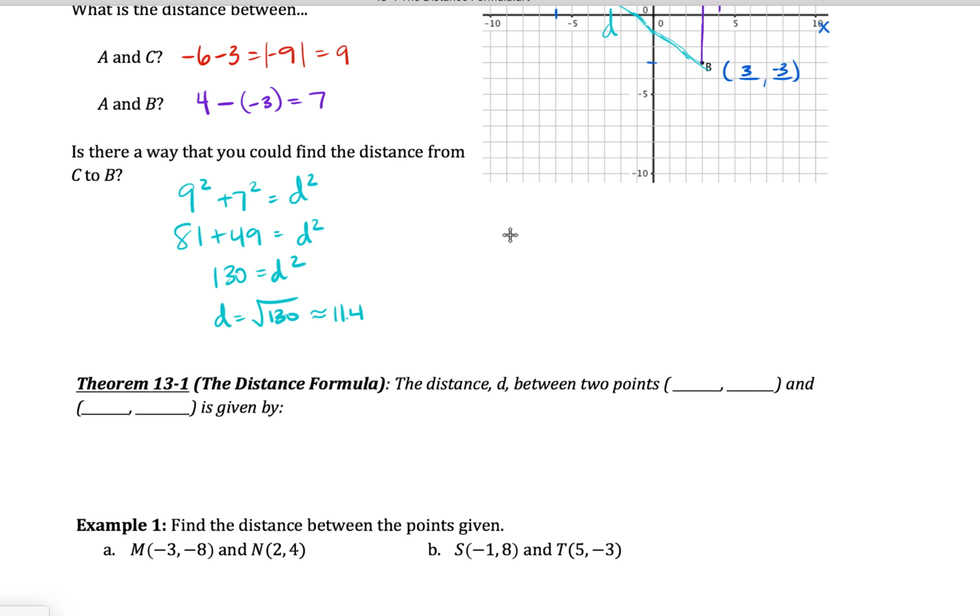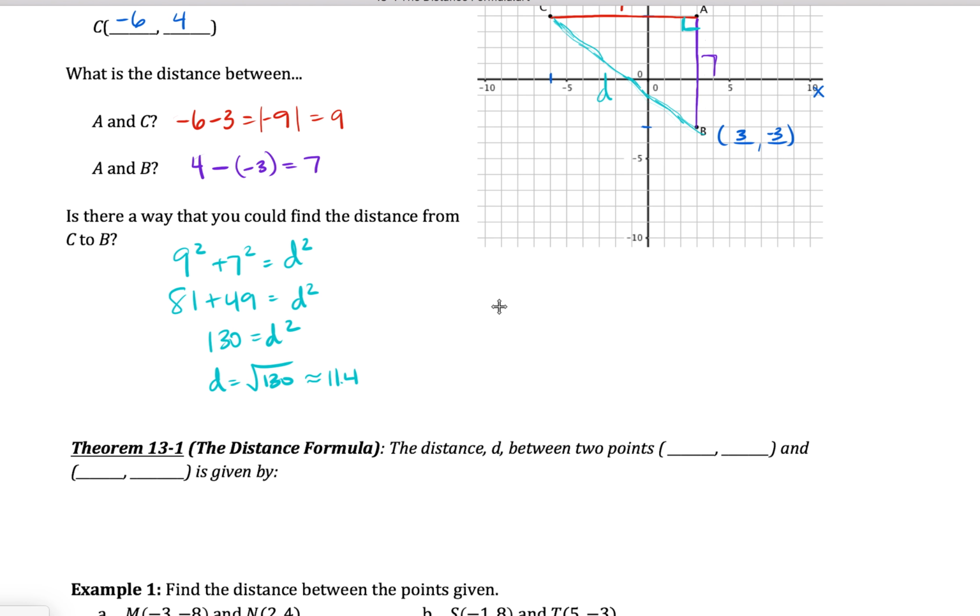Or what we can use is something called the distance formula. So let's take a look at what the distance formula says. It tells us that the distance d between 2 points that we're going to call x1, y1 and x2, y2. Now notice that doesn't mean x squared, y squared. It means x1 is the x coordinate of the first point and y1 the y coordinate of the first point. x2 and y2 are the x coordinate and y coordinate for the second point.